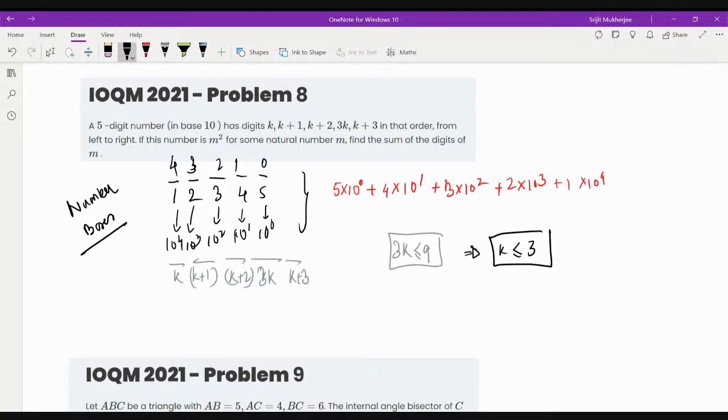Observe that if k is less than or equal to 3, we can check all these possibilities: k equal to 1, k equal to 2, and k equal to 3. If k equals 1, the ending digit is 4. If k equals 2, the ending digit is 5. If k equals 3, the ending digit is 6. So 4, 5, 6 are the options. Here it will be 1, 2, 3, then 2, 3, 4, then 3, 4, 5.